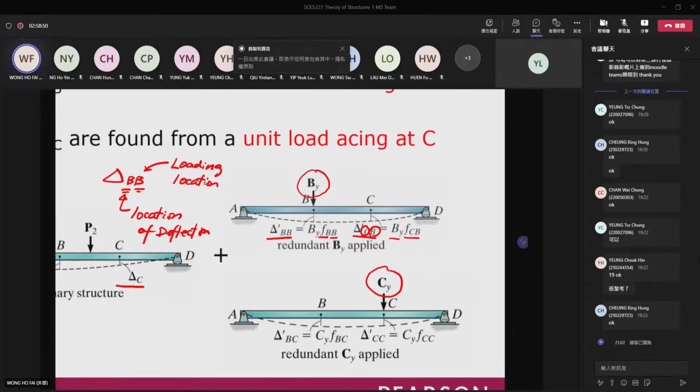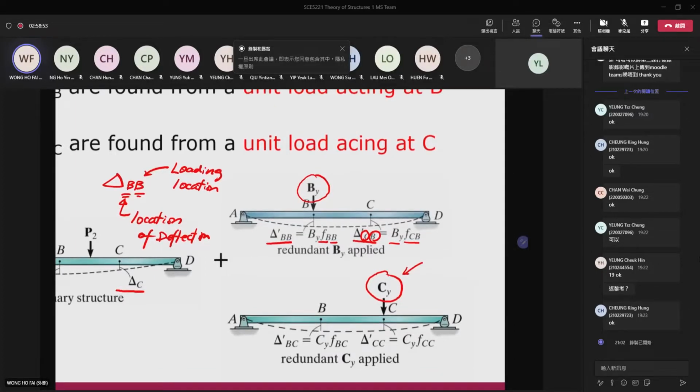Similarly, we will add back the support reaction Cy here. Due to the force Cy, there will be a deflection at B. We call it delta dash BC, because it is the displacement at location B due to a force at C. That is equal to Cy times fBC. And finally, we have delta dash CC here. Again, it is the deflection at location C due to a force at C, so it is equal to Cy times fCC.